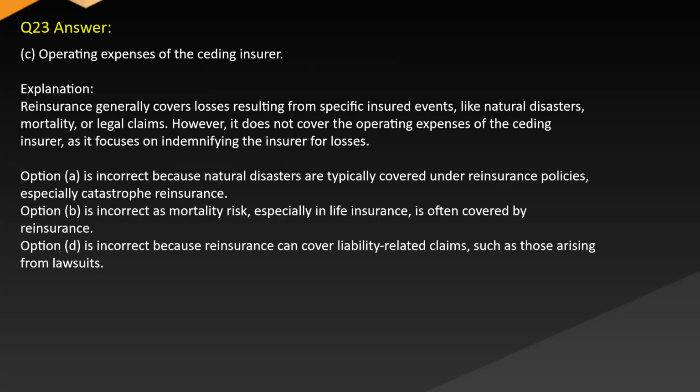Answer: C. Operating expenses of the ceding insurer. Explanation: reinsurance generally covers losses resulting from specific insured events like natural disasters, mortality, or legal claims. However, it does not cover the operating expenses of the ceding insurer, as it focuses on indemnifying the insurer for losses. Option A is incorrect because natural disasters are typically covered under reinsurance policies, especially catastrophe reinsurance.